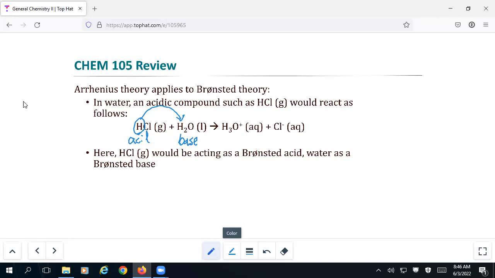Kind of like when we looked at redox, you couldn't have oxidation on its own. If there was oxidation, there had to be reduction as well. You couldn't have one without the other. If something's giving up a proton, that proton has to land somewhere.